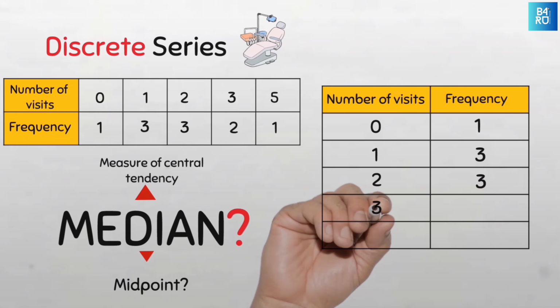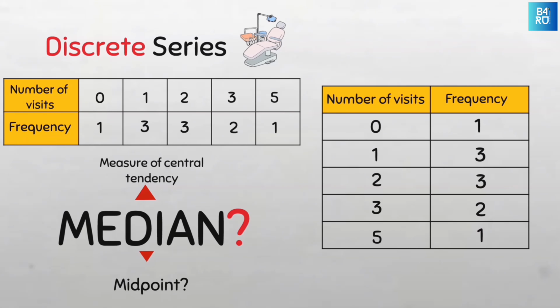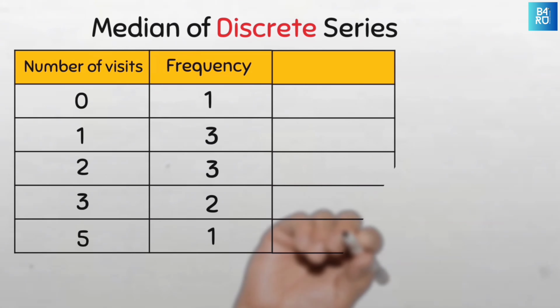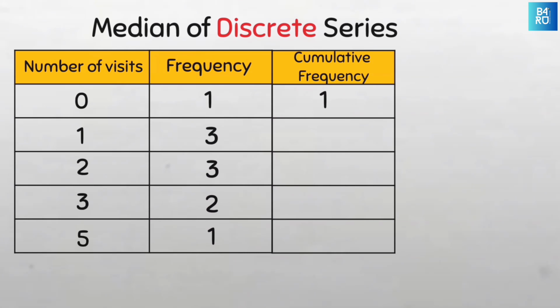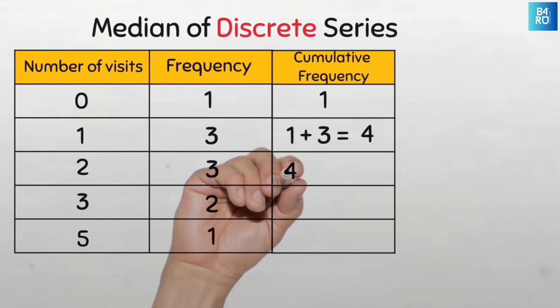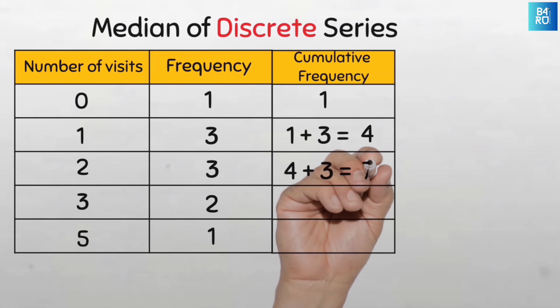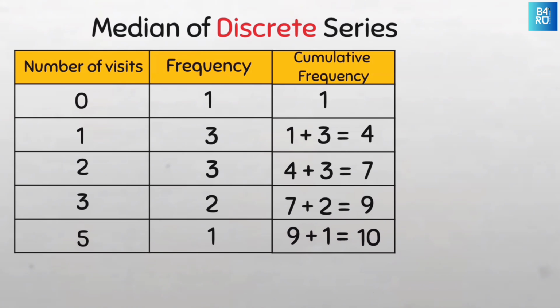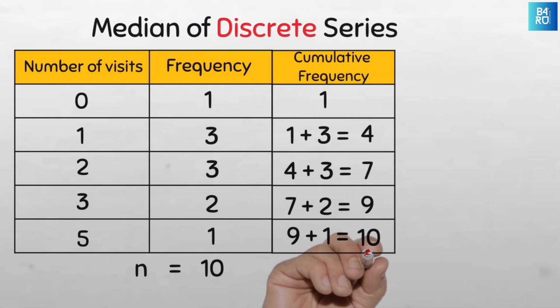To find the median for discrete series, we will need to first compute the cumulative frequency. So let's just create a new column here, and we'll call this cumulative frequency, and this will be 1, and then the next will be 1 plus 3, so the cumulative frequency is 4, then 4 plus 3, and this is 7, 7 plus 2 is 9, and 9 plus 1 is 10. Awesome. So to confirm if your cumulative frequency calculation is correct, the last cumulative frequency should be the total of all the frequencies. So we can see here it is 10, and here too we have 10. Awesome.